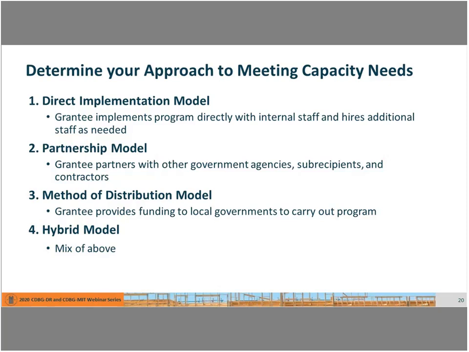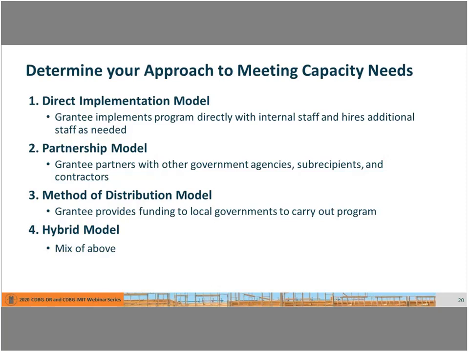And we'll talk in just a minute about some of the advantages and disadvantages of that model as well as the others. The next 2 are similar, just a little bit of a variation in them, but essentially this is where instead of directly implementing the entire program start to finish, a grantee may choose to partner with another organization, maybe another state agency, a large nonprofit, a public housing authority, something like that, either for carrying out the entire program or to carry out some major facet of that program. So a partnership model.